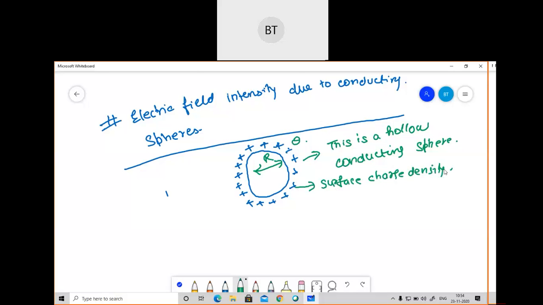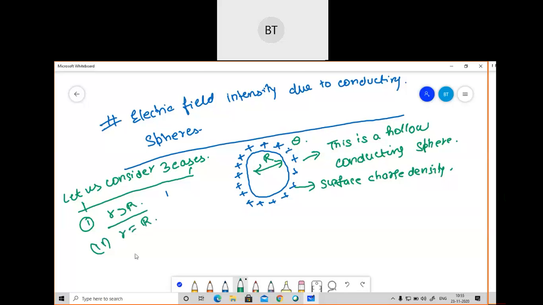For this we have to consider three cases. Now here we have to calculate the electric field on this conducting sphere, so let us consider three cases. The first case will be when r is greater than R. The second case will be when r is equal to R. The third case will be when r is less than or equal to R. That will be basically on the surface.